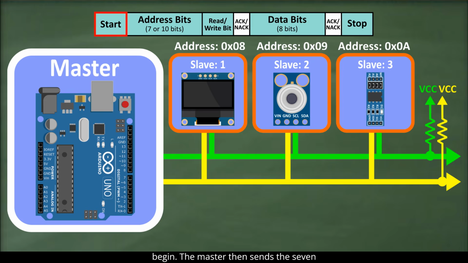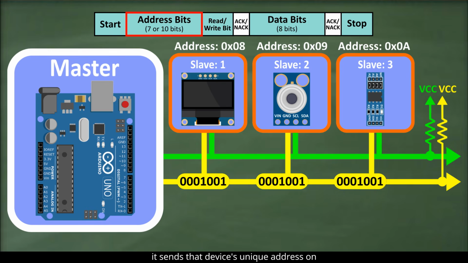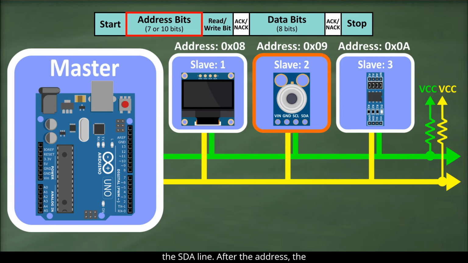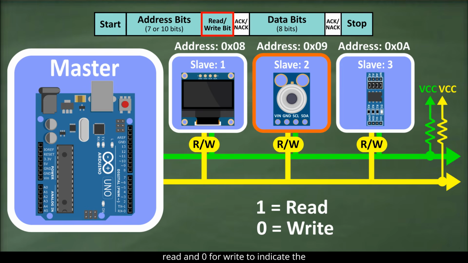The master then sends the 7-bit address of the target slave. For example, if the master wants to communicate with the second slave device, it sends that device's unique address on the SDA line. After the address, the master sends a read-write bit, 1 for read and 0 for write, to indicate the direction of data flow.